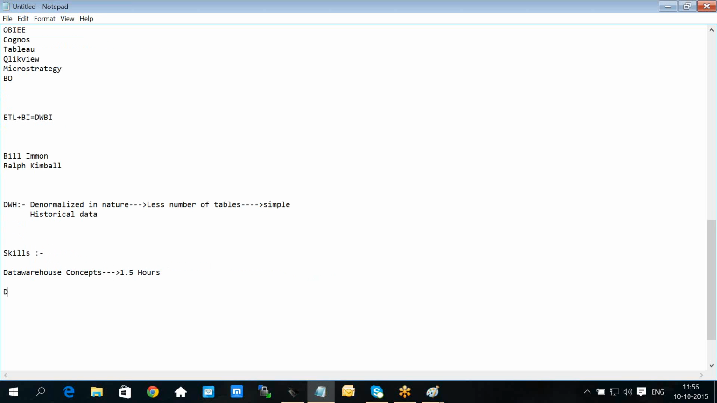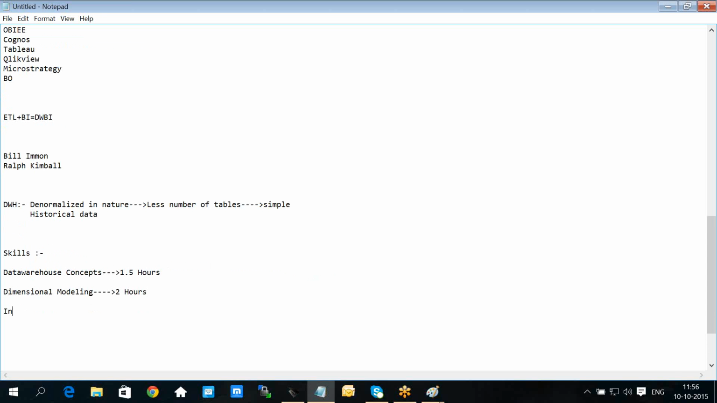The next one is dimensional modeling. Dimensional modeling is nothing but how you are going to design the tables in the data warehouse. Basically, in a data warehouse you are storing the data. How are you going to store it? In tables. So for dimensional modeling, we are going to spend 2 hours to understand what a dimension is, what a fact is, how you design, what the data modeling tools are, and everything.